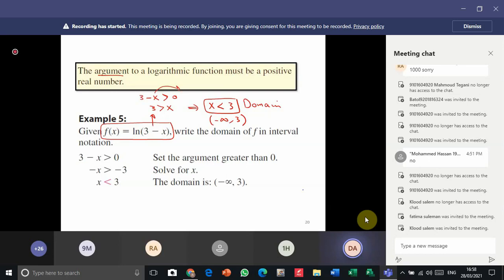So if we need to find the domain for the exponential, the domain is R, from minus infinity to infinity, directly. But in a logarithmic function, the argument must be positive. So we must find the values of x that make the expression inside the ln or logarithm positive. Any question? Any question about this example?